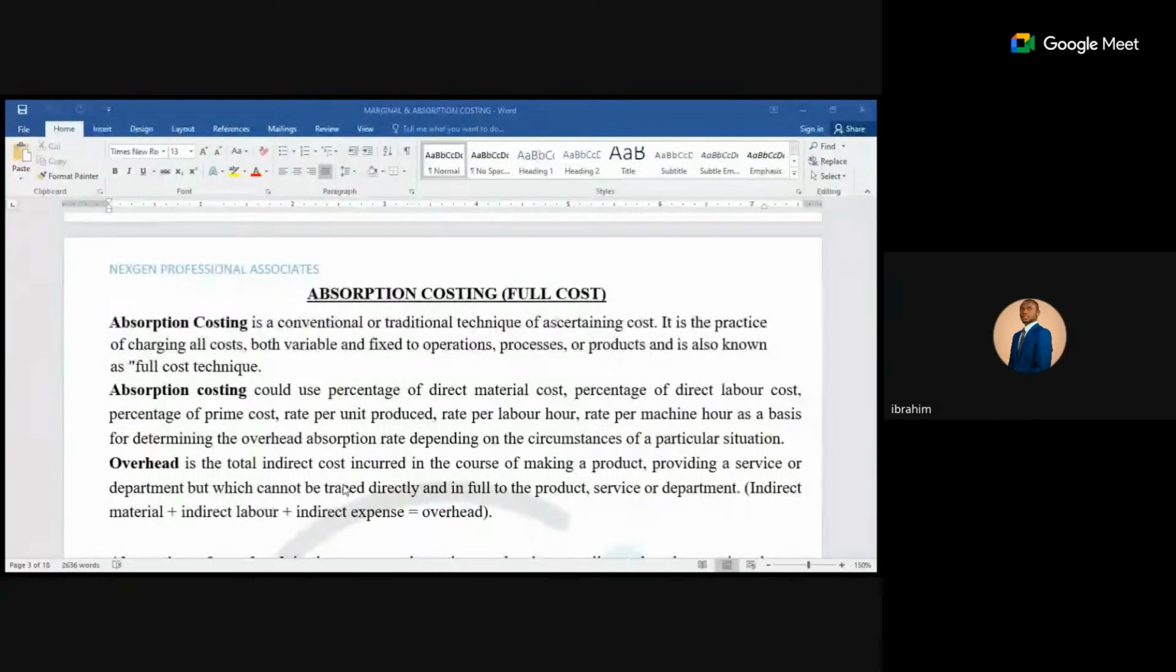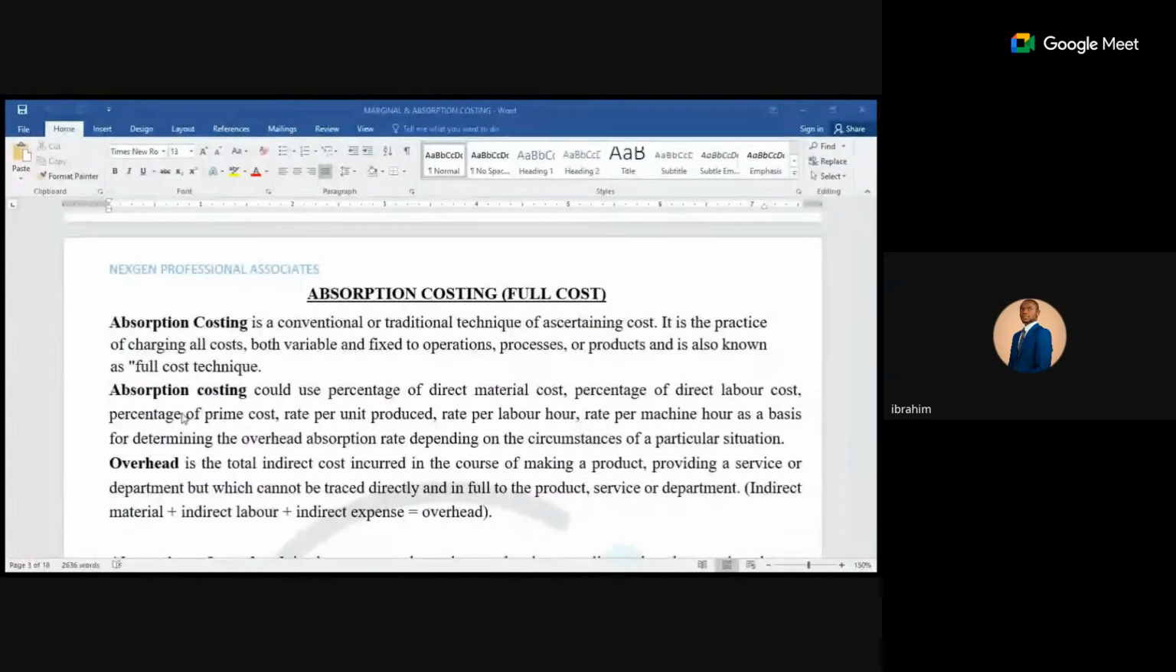Having explained this, we can say absorption costing could use percentage of direct material costs. Sorry, sir, we can't see your screen. The screen is visible. Maybe you should log out and log in again. Okay, I can see the screen. That's fine.